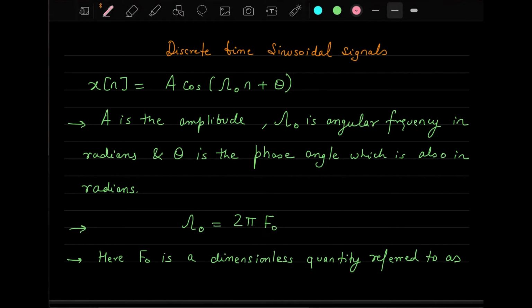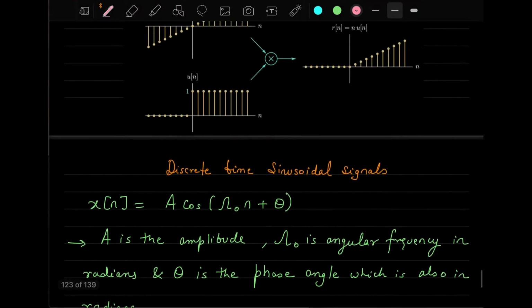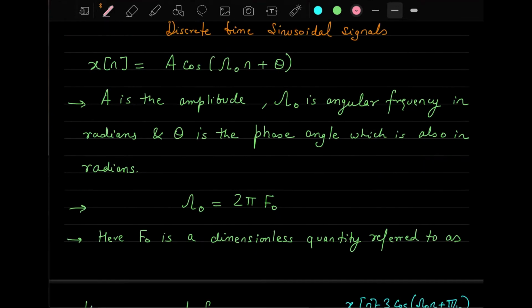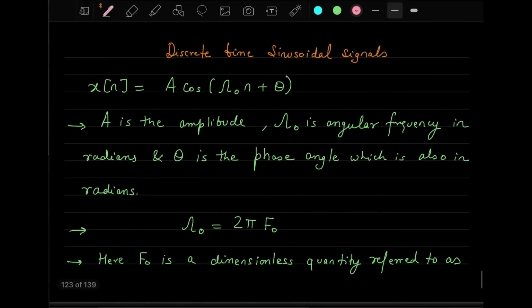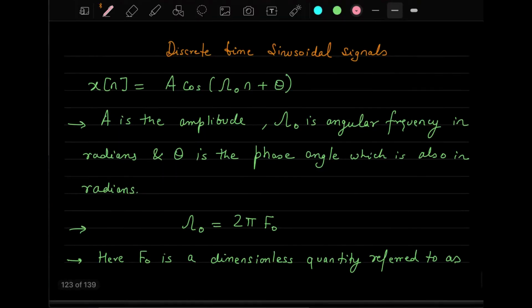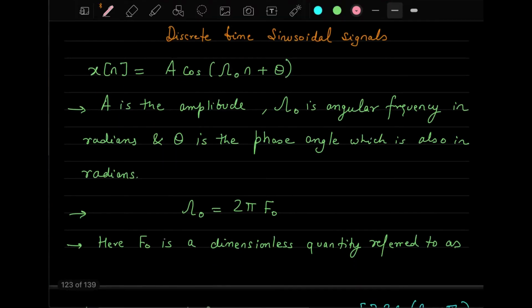As I was telling in the last class, we discussed the basic building blocks of the discrete signals. So today we will discuss the discrete time sinusoidal signals. They have some difference as compared to the continuous counterpart, and so let's discuss what is the difference and how they are defined in the discrete setting.